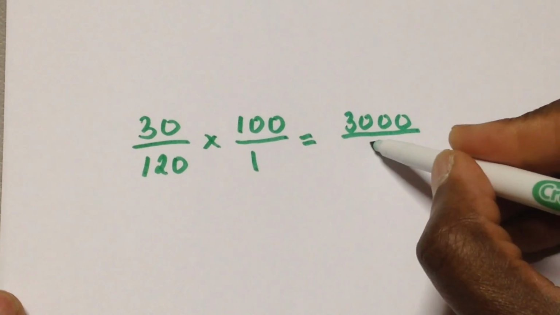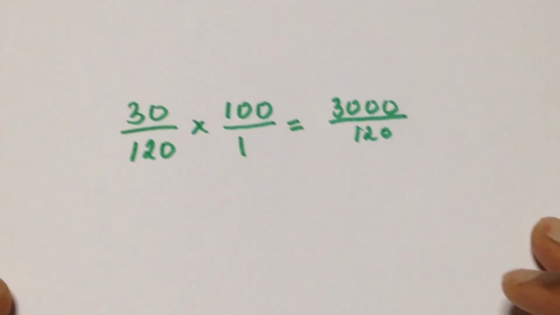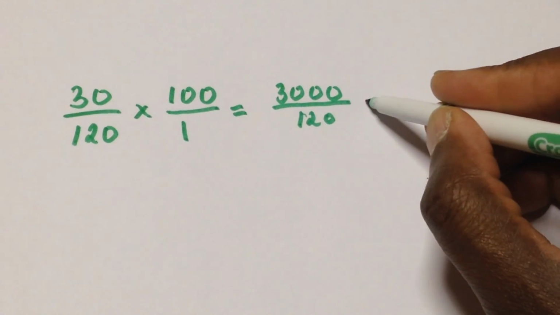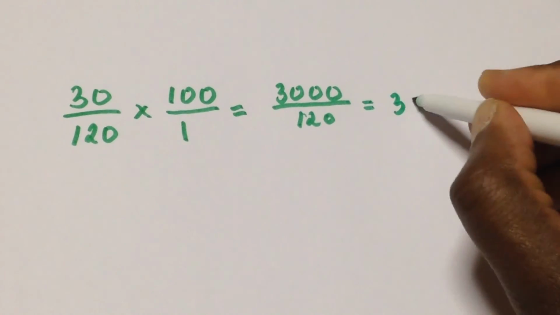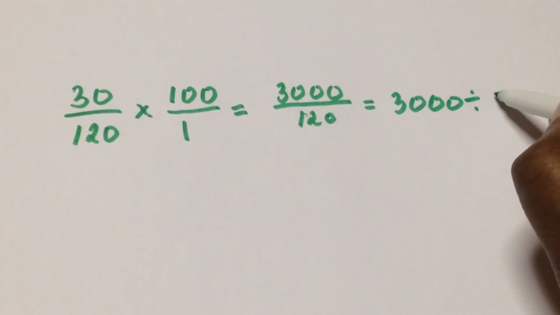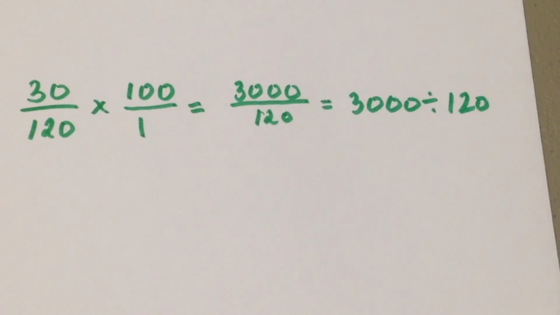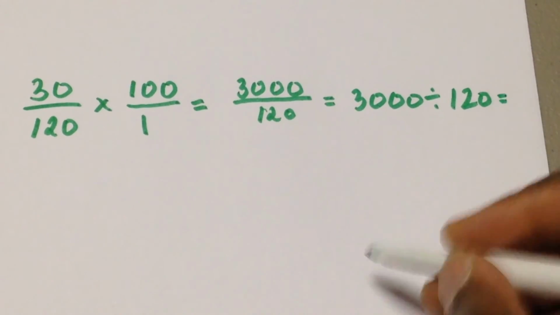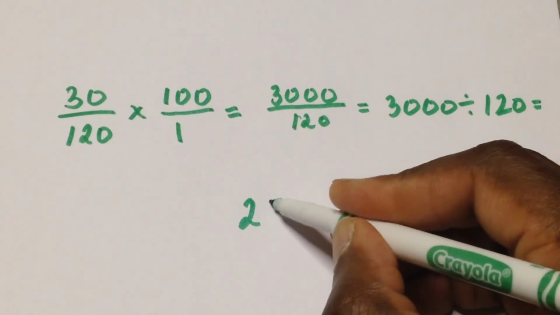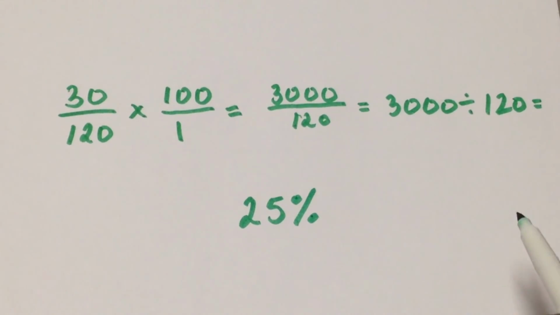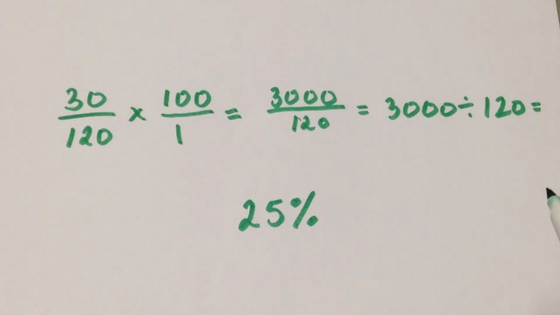over 120 times 1, which is 120. So now you're going to have 3,000 divided by 120. And if you do the math of 3,000 divided by 120, you're going to come out to 25%. Okay? Double check your math. You could use a calculator. You could use long division. But you will come out to 25%. And once again, that would be a 25% increase.